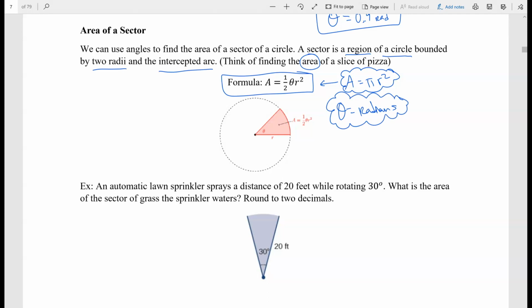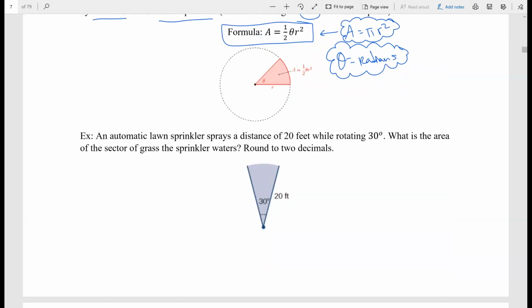So let's do this problem now. This is a super easy problem because all you want to figure out is the area. The only thing that you have to be careful with is this 30 degrees. We do not want this 30 degrees. So let's convert it. 30 degrees, you have 180 degrees on the bottom and then pi radians on the top. So 30 pi over 180 is going to give me pi over 6 radians. Now let's see how much area the sprinkler is really spraying.